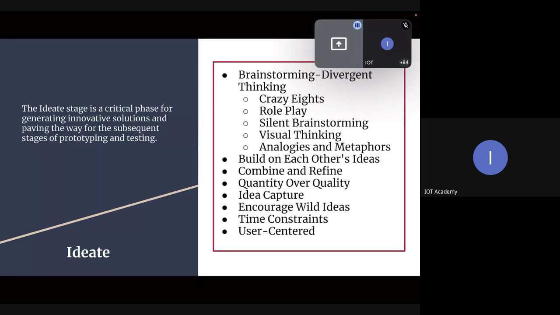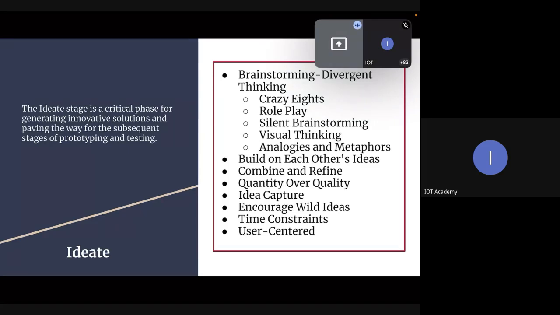You can do role play. You can do silent brainstorming. It works wonders. You can ask the individuals to take half an hour, be silent, think about the problem, and try to find a solution. You can do visual thinking, where you all sit together and, on a mind map, think together to solve the problems. You can do analogies and metaphors, and what ifs, whys, and whats.